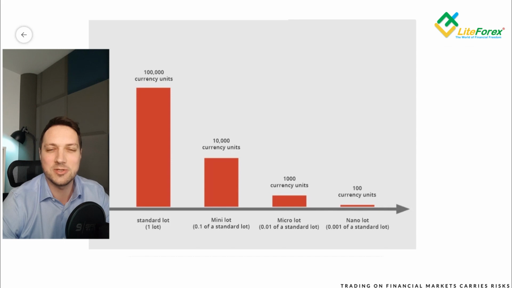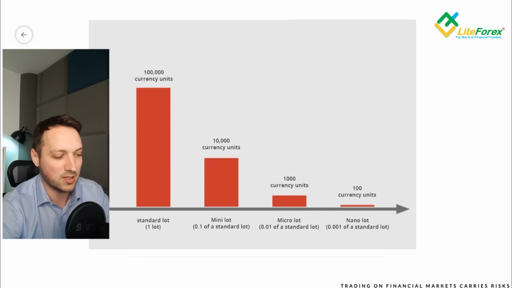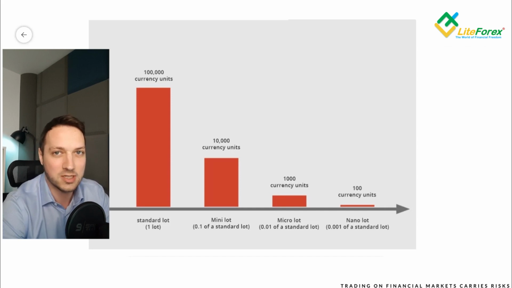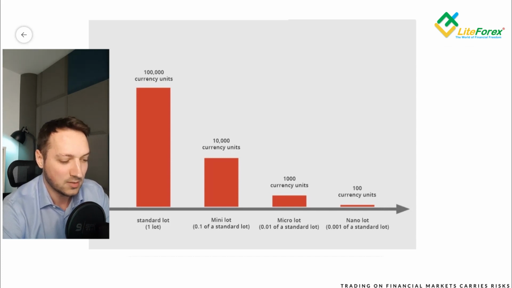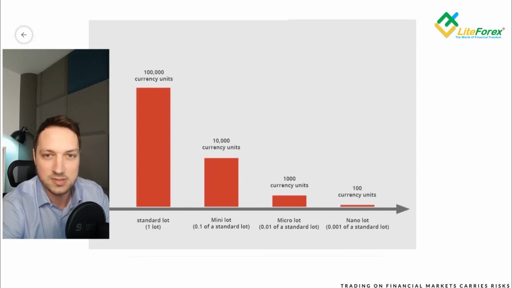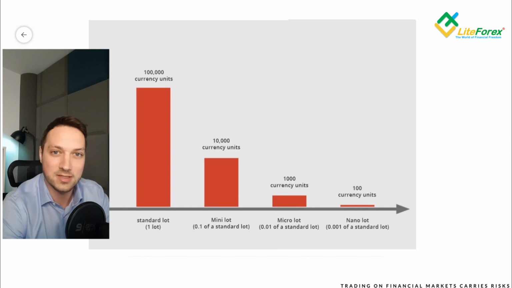So guys, most probably you already know that in trading in Forex we are dealing with lots. This is the standard unit for measuring the volume of a currency position. As you can see on this example, right here on this chart, the standard one lot represents 100,000 currency units, the mini lot, which is 0.1 lot, is 10,000 currency units, micro lot 0.01 is 1,000 currency units, and nano lot is only 100 currency units, and it is 0.001 of the whole standard lot.